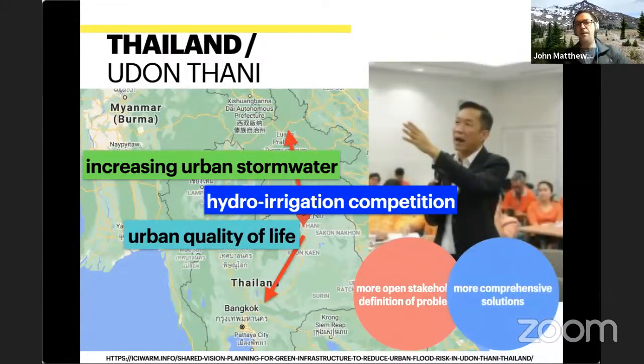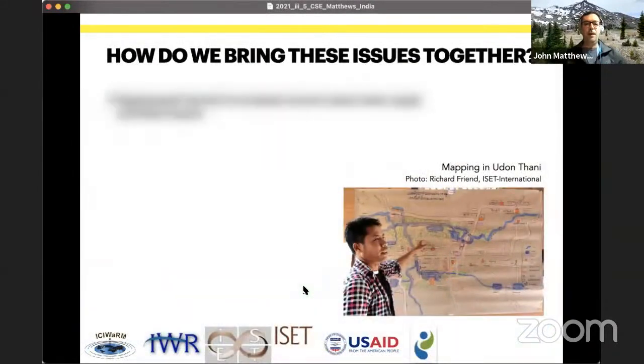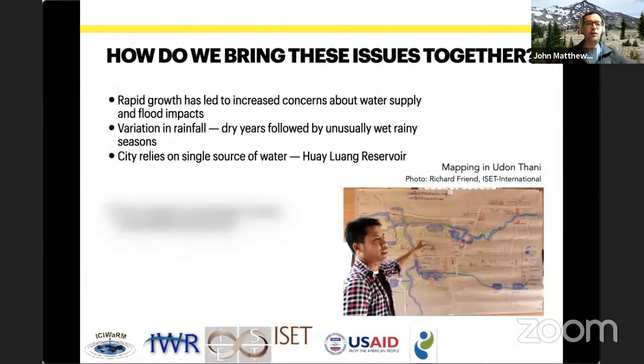The mayor, this is the mayor here, he's taken what I think of as a very progressive approach, a very open kind of stakeholder definition of the problems that Udon Thani is facing. And very interestingly, he said that these issues around urban stormwater, hydropower, water supply, irrigation water supply, and the urban quality of life, they're actually all the same problem. Traditionally we would have treated these as isolated issues, different ministries, different sectors. But he said these are all the same problem and they're connected by water. This idea of trying to bring these issues together is quite powerful.